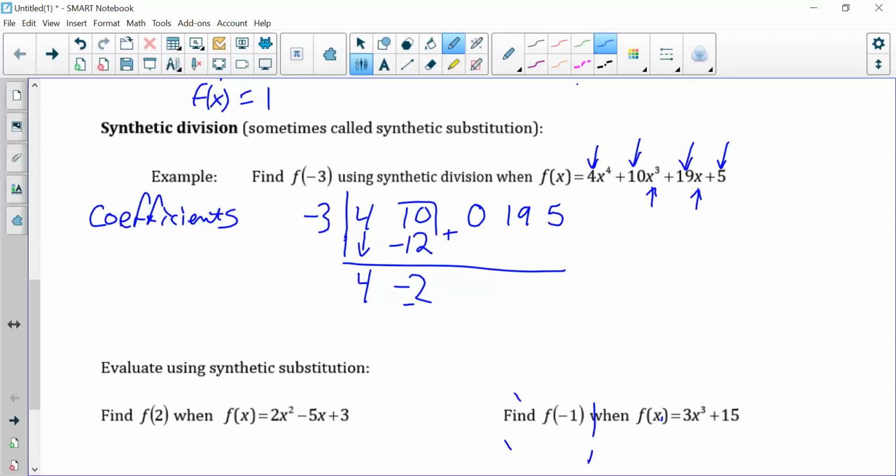If we do it properly, it makes a big difference. All right, so let's do this again. So negative 3 times negative 2 is still positive 6. So that brings me 0 plus 6 is 6. 6 times negative 3 is negative 18. 19 minus 18 is 1. And negative 3 times 1 is negative 3. And 5 plus negative 3, or just 5 minus 3, is 2. So my answer is just this last digit here. So f of negative 3 equals 2.